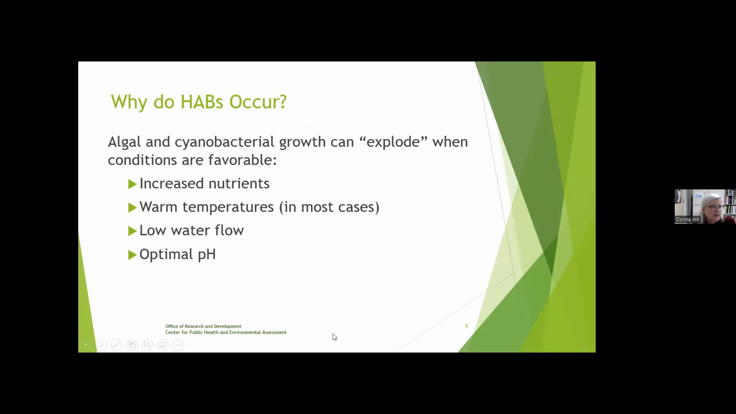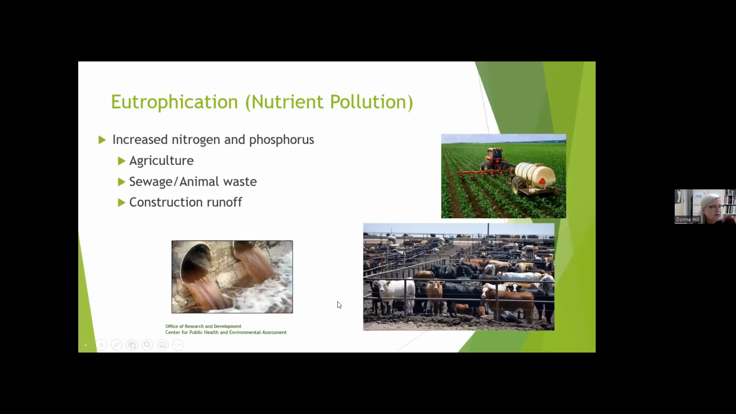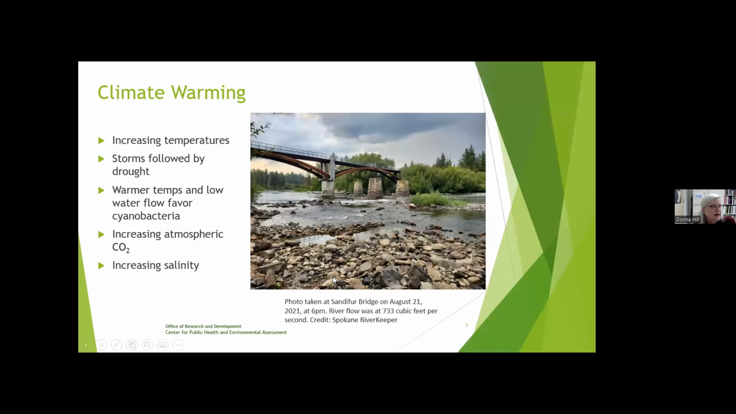And why do they occur? Increased nutrients, warm temperatures, low water flow, optimal pH. The nutrient pollution contributes excess nitrogen and phosphorus from multiple sources. And climate warming. There are several characteristics of climate warming that seem to encourage cyanobacterial growth: the increasing temperatures, storms causing more runoff followed by drought, warmer temperatures and low water flow, and increased carbon dioxide.